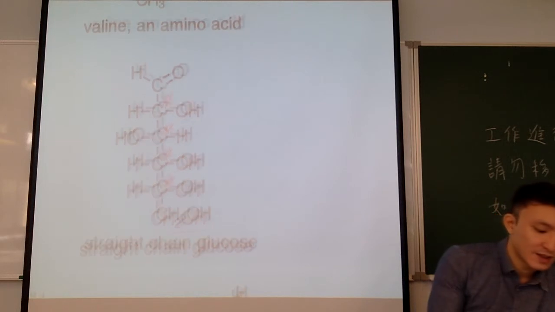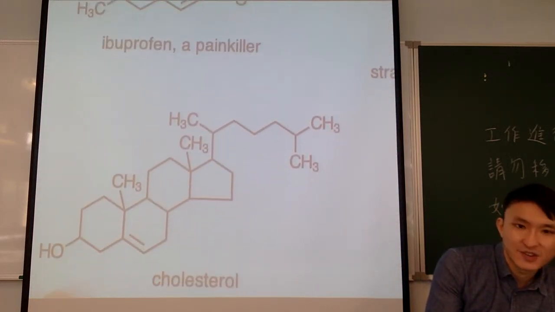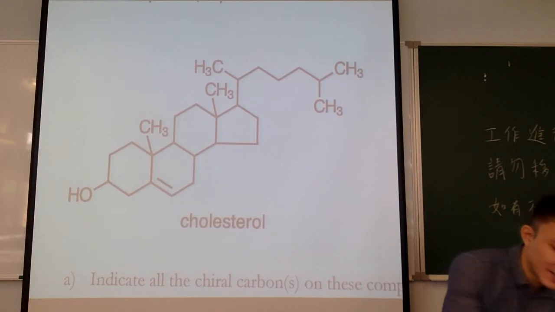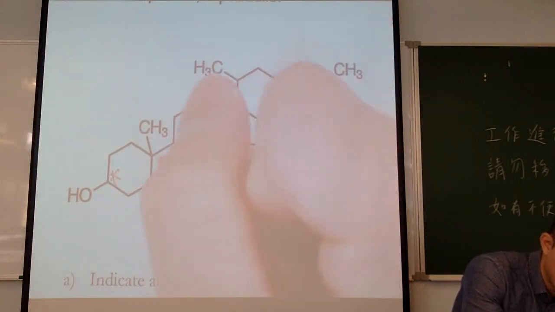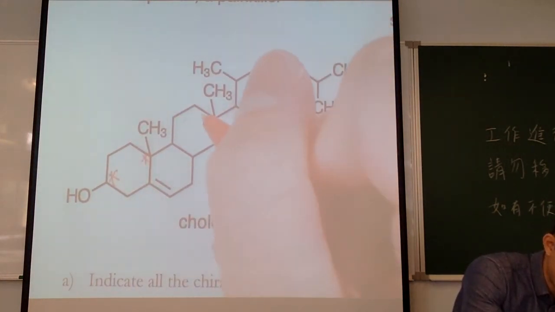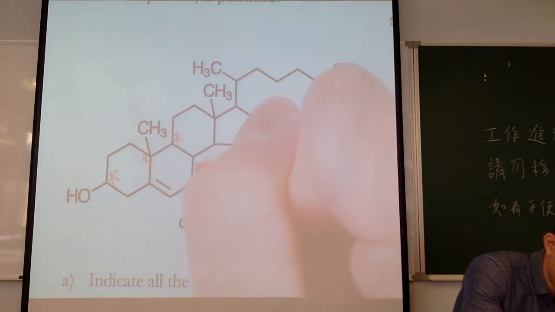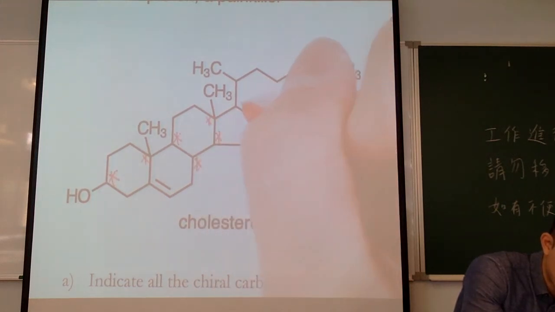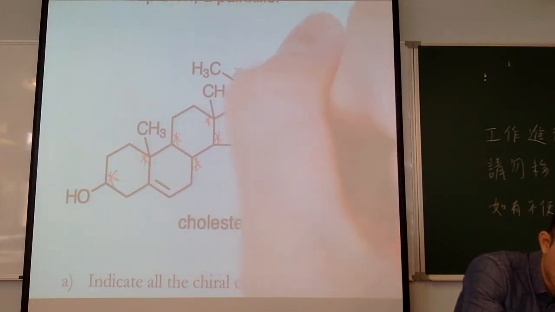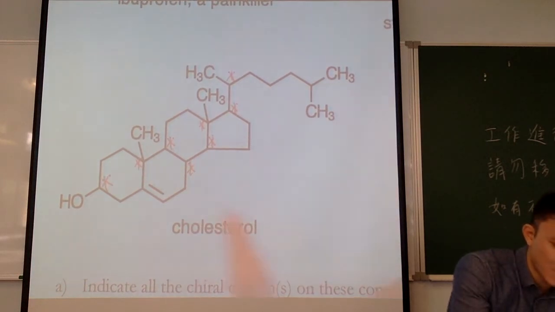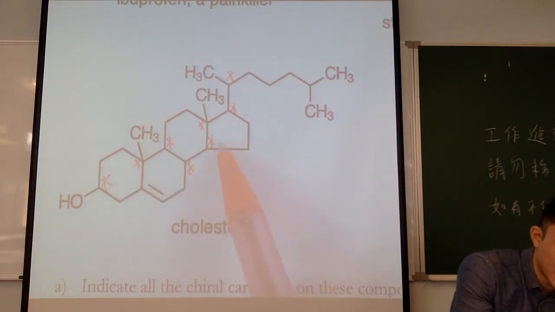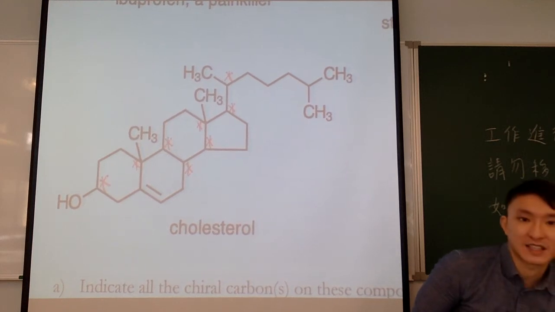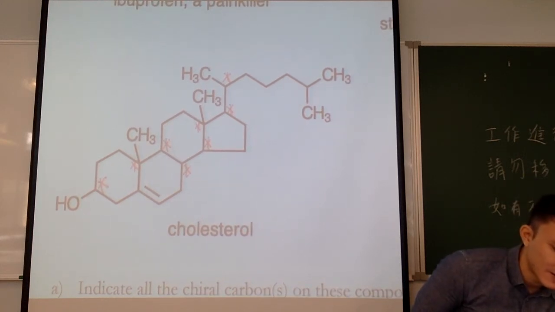Okay. Now, let's look at cholesterol. Could be more complicated. So that includes here, here, and then as well as this one, this one, this one, this one, this one, this one, and that should do it. 1, 2, 3, 4, 5, 6, 7, 8. Should have 8 chiral center. Okay. Anything left? I think that is okay.